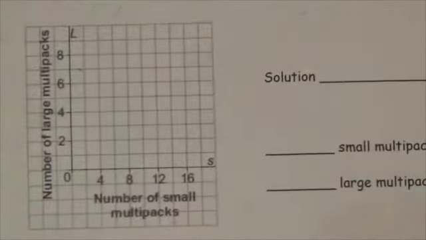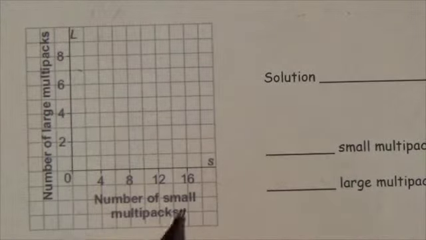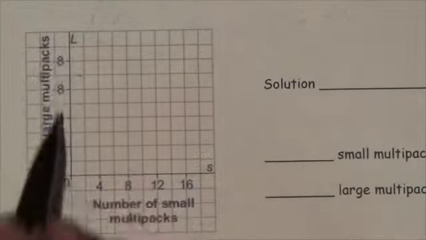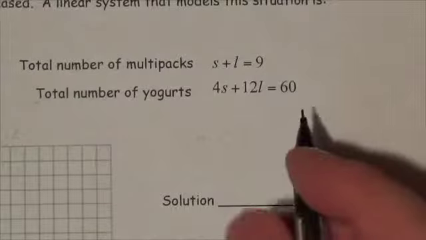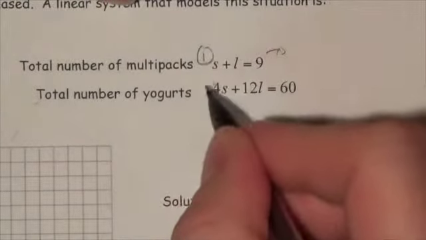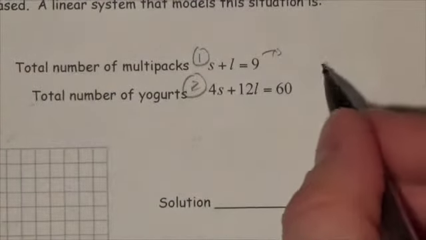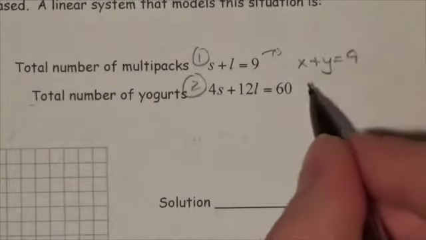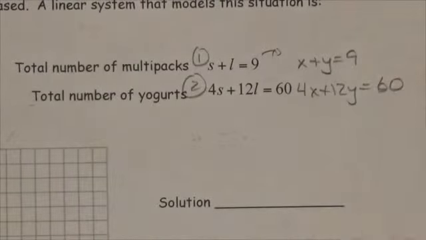So the hint in this case is the grid that we're given. The number of small multi-packs, S, is in the place of my x variable, and this one is in the place of my y. Okay, so that's how I want to think about this. So I'm going to rewrite this. Again, this is equation 1, this is equation 2, and I'm going to solve this the way we've done the last several. I'm going to make this x plus y is equal to 9, and this one 4x plus 12y is equal to 60.